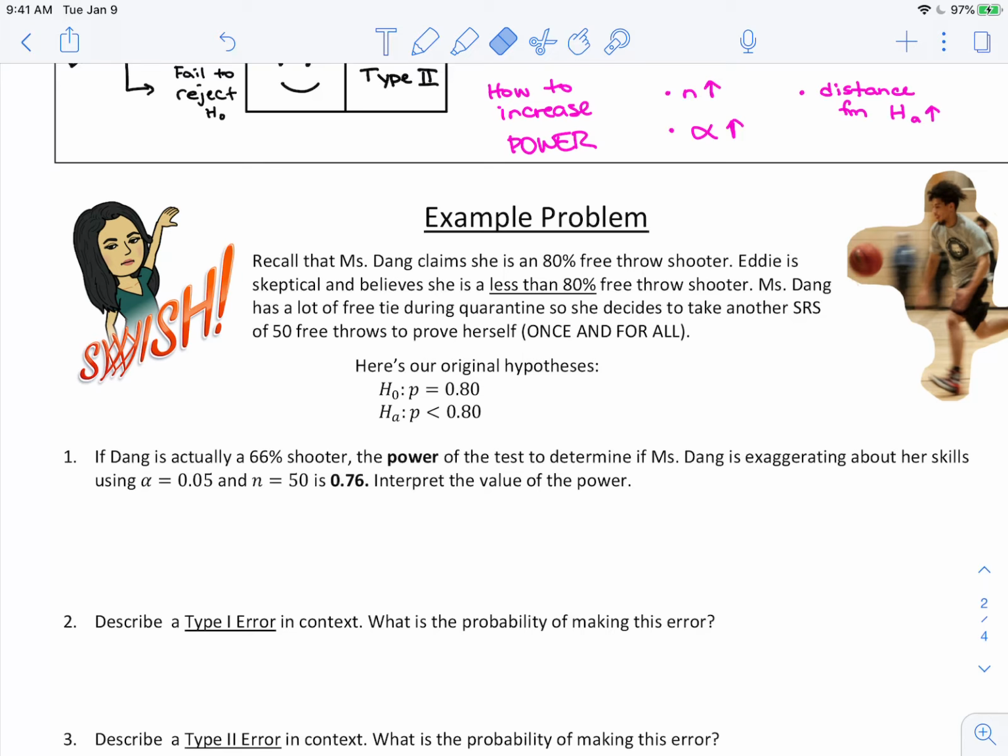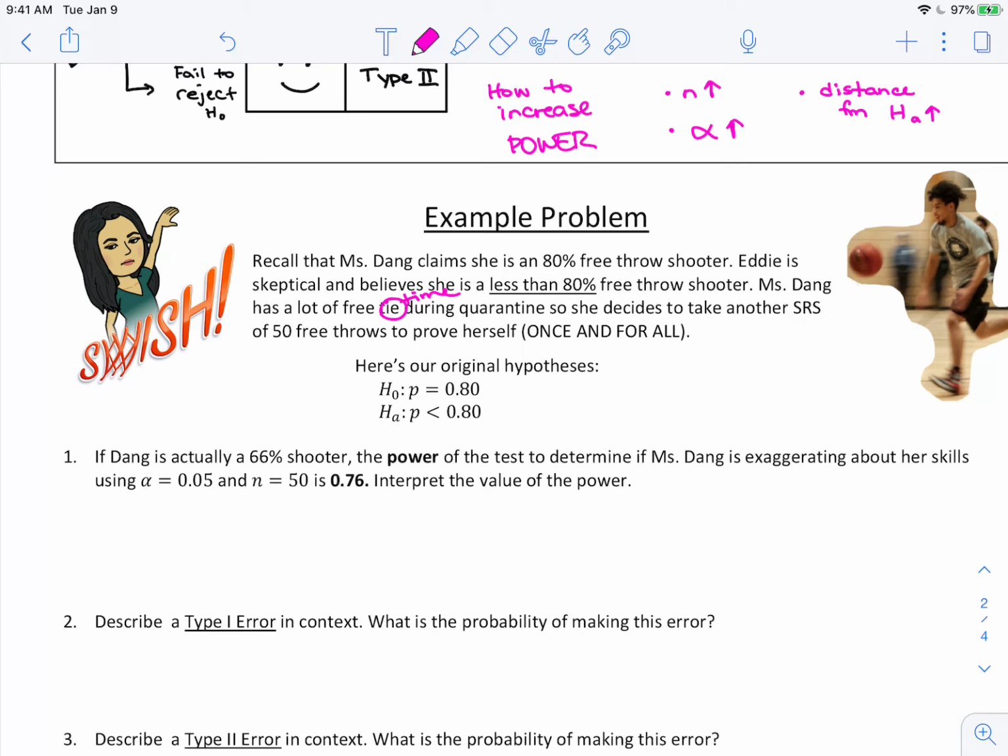Just kidding. Miss Dang, I spelled this wrong. I have a lot of free time during quarantine right now, so I decided to take another simple random sample of 50 throws to prove myself to you guys once and for all.